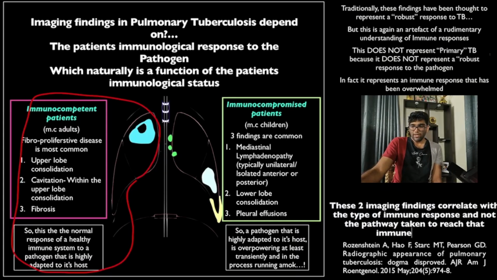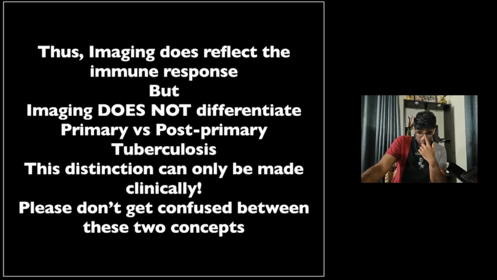On the contrary, it actually represents an immune system that is unable to contain the pathogen adequately. These two imaging findings correlate with the type of immune response and not the pathway taken in the natural history of the disease of the patient. Okay, it is the type of immune response. Again, the terms immunocompromised and immunocompetent are very large umbrella terms that are best not used unless in the context of somebody who has been taking immunosuppressive medications clinically. Okay, thus imaging does reflect the immune response, but imaging does not differentiate between primary versus post-primary tuberculosis. This distinction, if it is to be made, can only be made clinically. And please don't get confused between these two concepts.